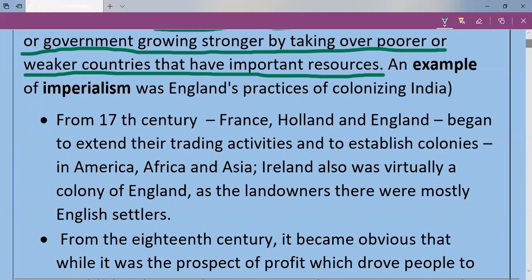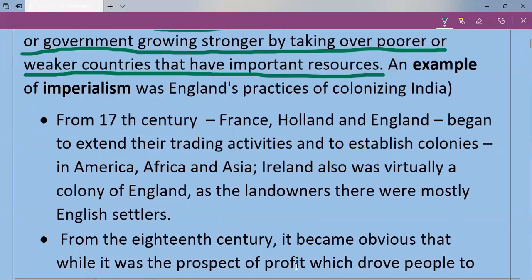So how did imperialism start? All these European powers wanted to loot the resources of weaker nations. So first of all, what did they do? They started trading activities with these countries. They started extending trading activities. They started moving to these countries, taking their resources, exporting these resources to other countries, and establishing colonies in America, Africa, and Asia.